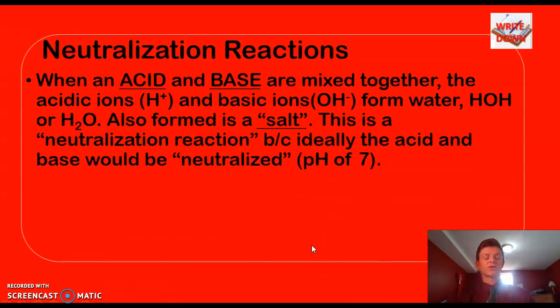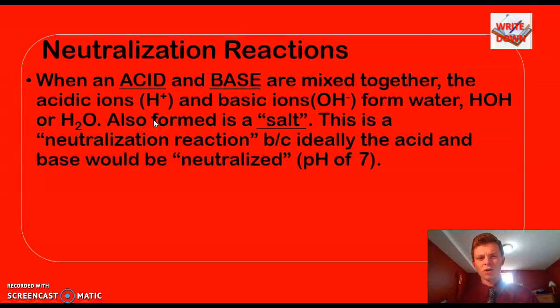Neutralization reactions. So this is a lot. You have it in your notes, but I would suggest writing it down again. It's something that's really important and something that will come up in the future, I'm sure. So when an acid and base are mixed together, the acidic ions, the hydrogen ions, your H+ ions, and your basic ions, the OH- or hydroxide ions, form water. HOH, more commonly seen as H2O.